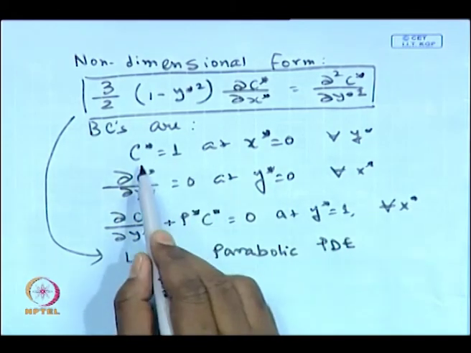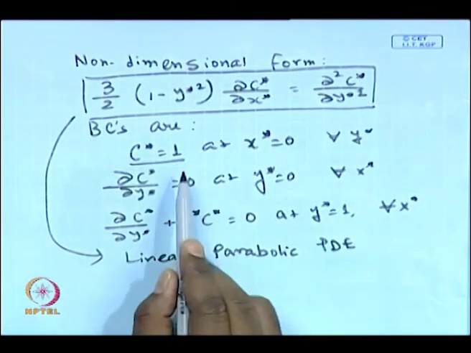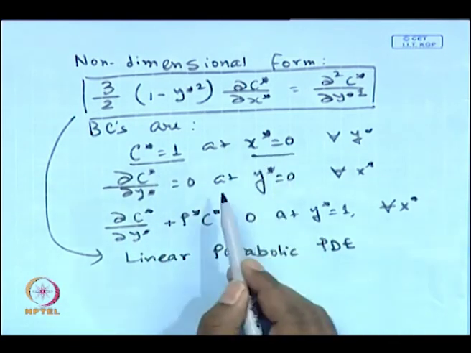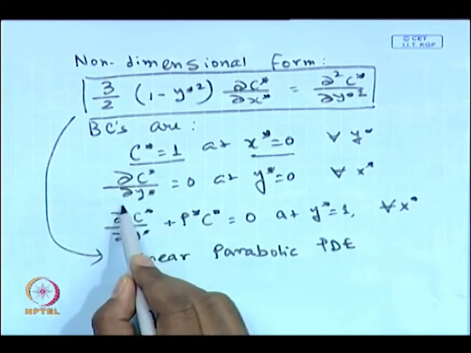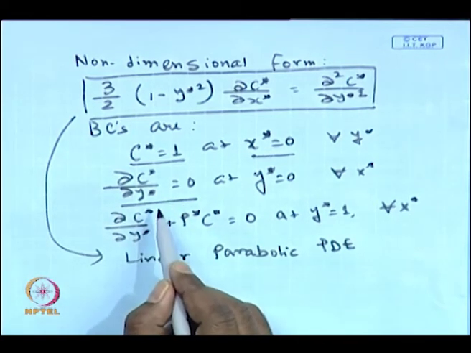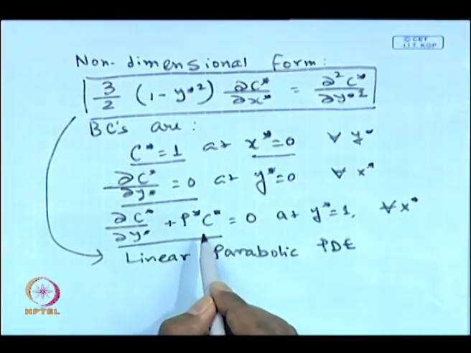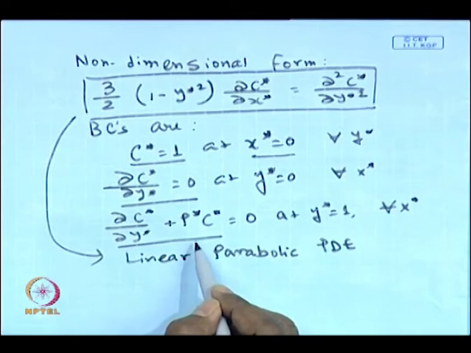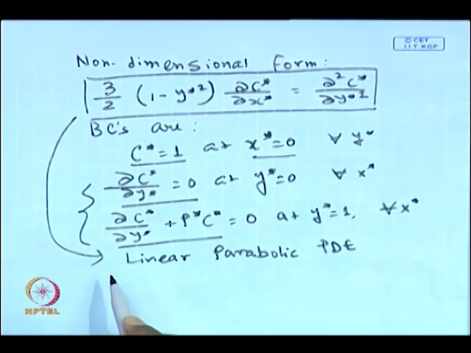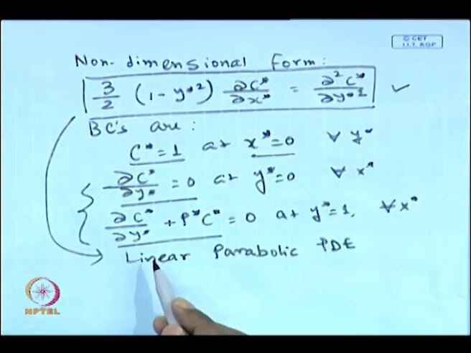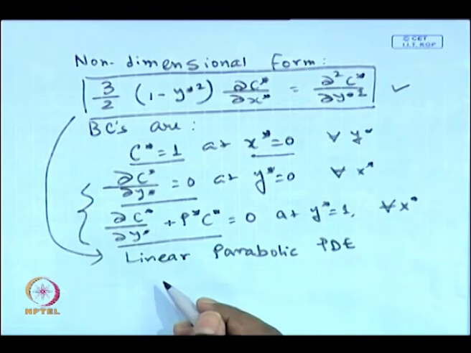Now, the boundary conditions are of course linear. There is a non-zero condition at the entry point at x star equal to 0, a homogeneous boundary condition at y star equal to 0, and a homogeneous linear boundary condition at y star is equal to 1. So, both the boundary conditions in y are homogeneous and linear, and the governing equation is linear. So, you should be able to get a separation of variable type of solution to this particular set of equations. Okay. Now, that analytical solution is not obvious.